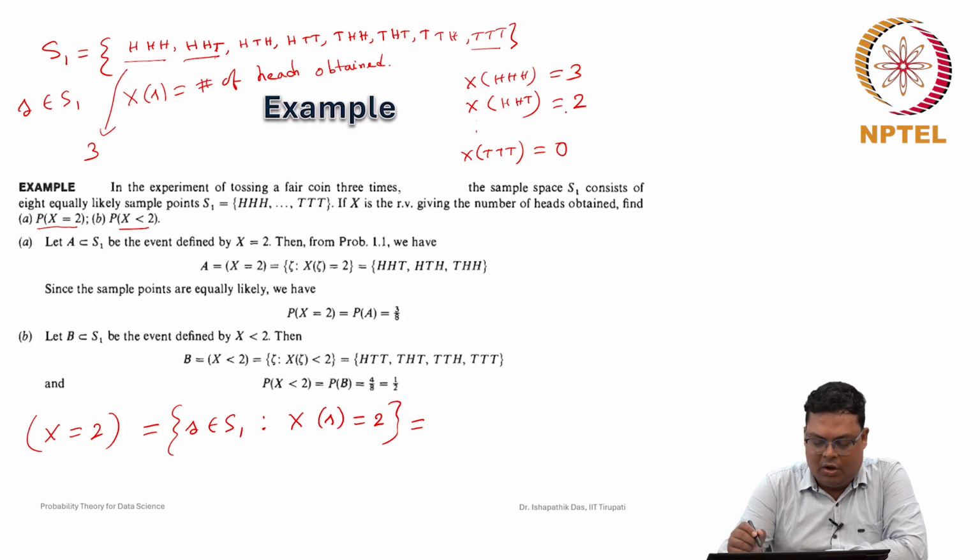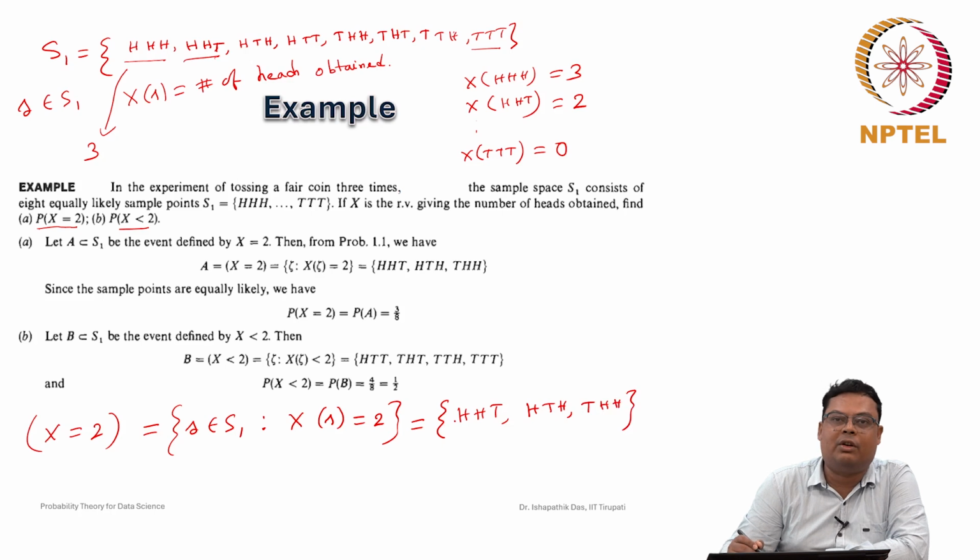You can see that the number of heads is exactly 2 in these cases. Here HHT is there, it has 2 heads. Then HTH is also there, also with 2 heads, because it is exactly equal to 2. And THH is also there, with 2 heads, because for all those points x is equal to 2.